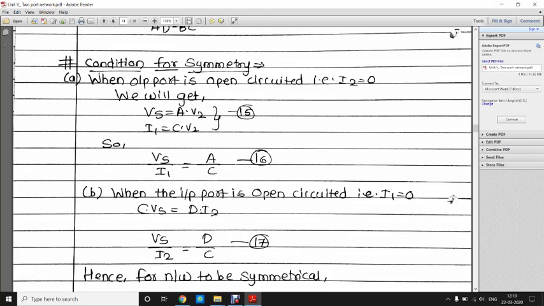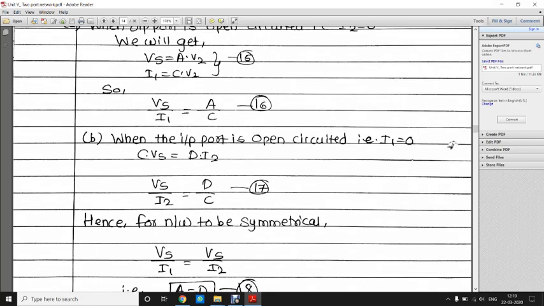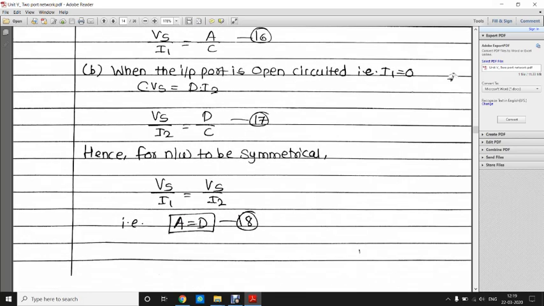So if you take a ratio of voltage to the current at one port, Vs upon I1 is nothing but the ratio of voltage to the current at the input port, which is A by C. In the second case, when the input port is open circuited, that is I1 equal to 0, C into Vs equal to D I2. So from this we will get Vs upon I2 equal to D by C. So for the network to be symmetrical, as per the definition of a symmetrical network, the ratio of voltage to the current should be the same if one of the ports is either open circuited or short circuited. So A equal to D will be the condition of symmetry.